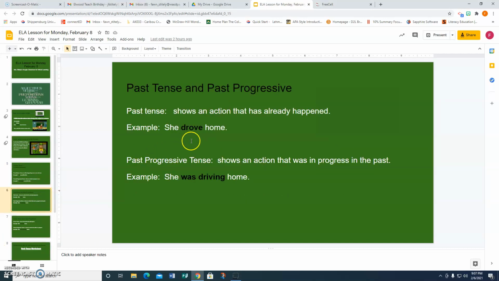Past tense. An action has already happened. For example, she drove home. It's already taken place. But if I look at the past progressive tense, it shows an action that was in progress, but in the past. She was driving home. Do you hear the difference? She drove home. She was driving home. There's a difference in those tenses.